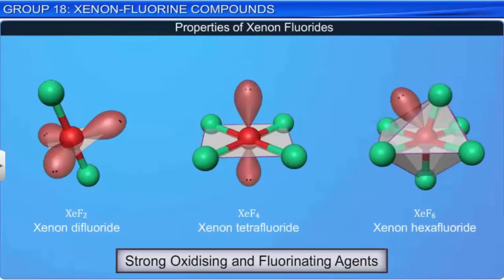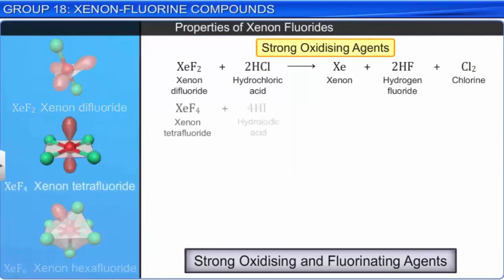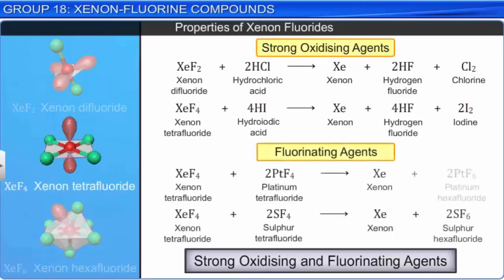For example, xenon difluoride oxidizes chloride ions to chlorine, while xenon tetrafluoride oxidizes iodide ions to iodine, as shown here. Similarly, xenon tetrafluoride fluorinates platinum and sulfur tetrafluoride, as shown by these chemical equations.